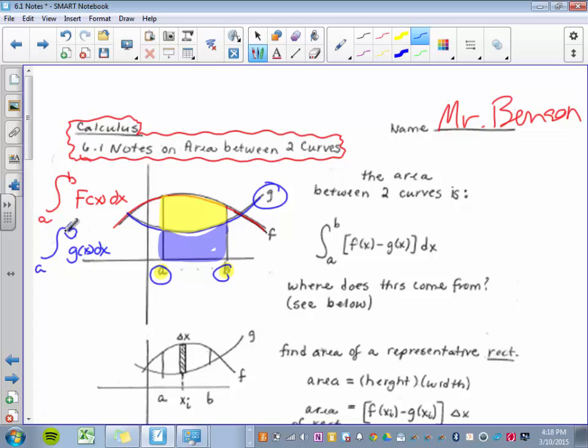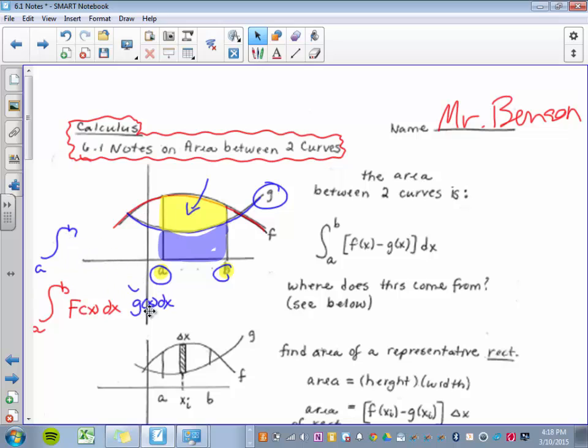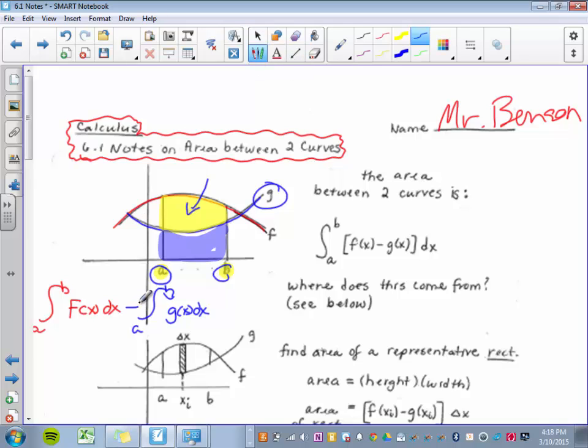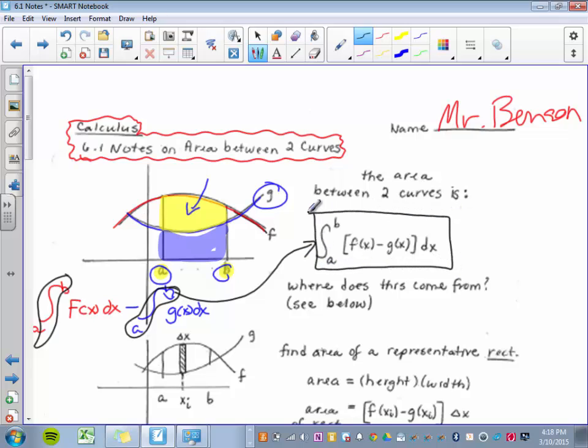And if you want to find this yellow area between these two functions, you just take this and subtract this one from it. You just subtract the two. And if you remember all your integration rules, you can take both of these integrals and combine them into one on the outside. And when you do that, guess what you got? This right here is our formula, the formula for finding the area between two curves.